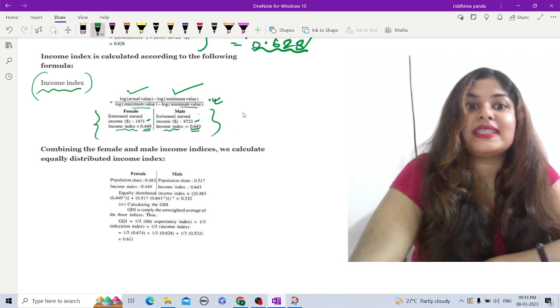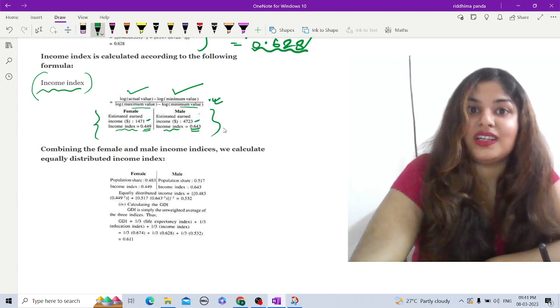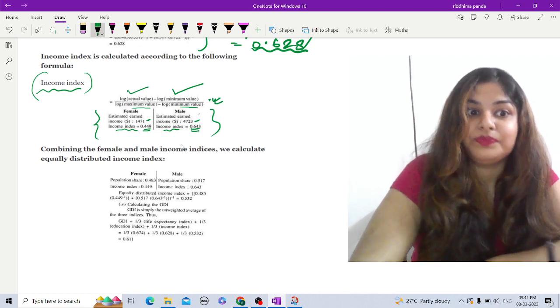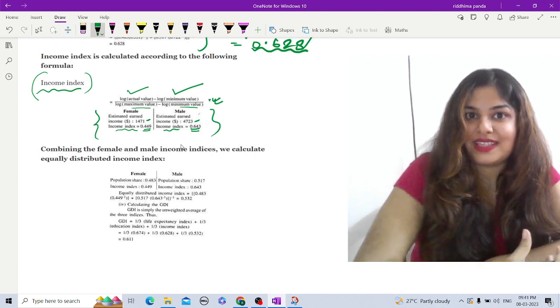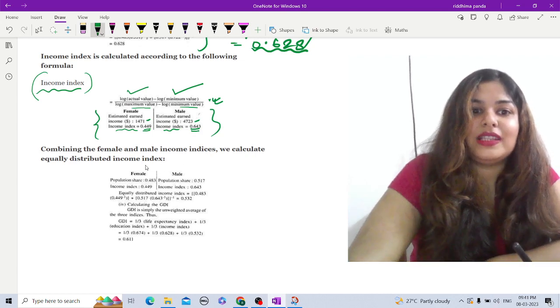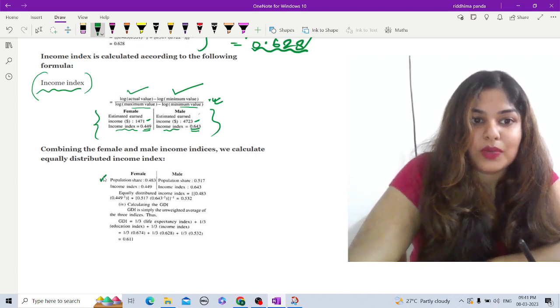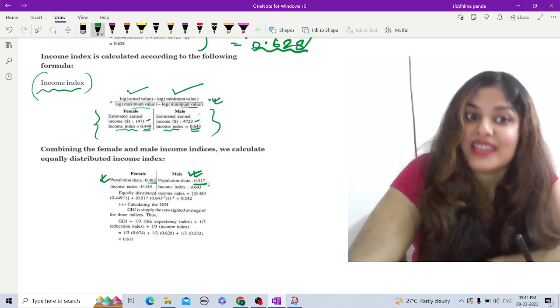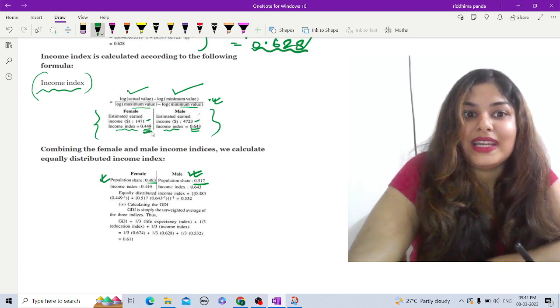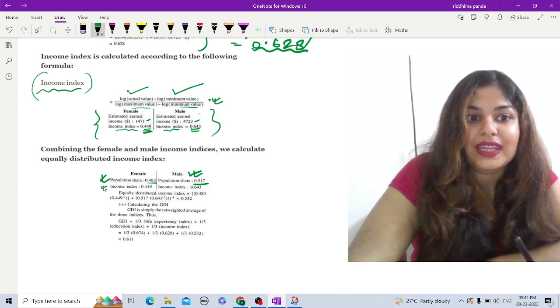Now, what is the next step? For this third indicator, we have to calculate our equally distributed index for income, right? So for that again, I have my population share of female, that is 0.483, and population share of male, that is again 0.517. Now for female, the income index is 0.0449 and that of male is 0.643.